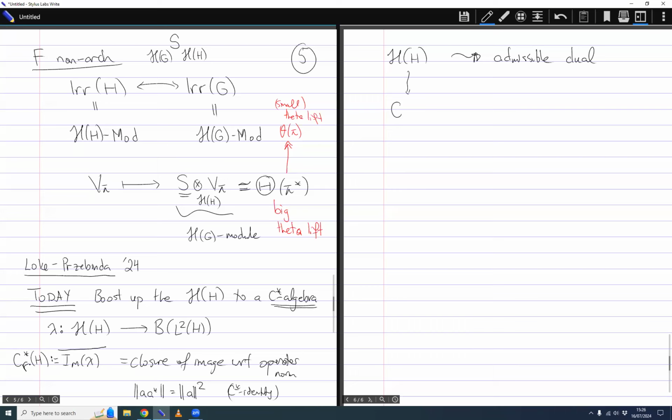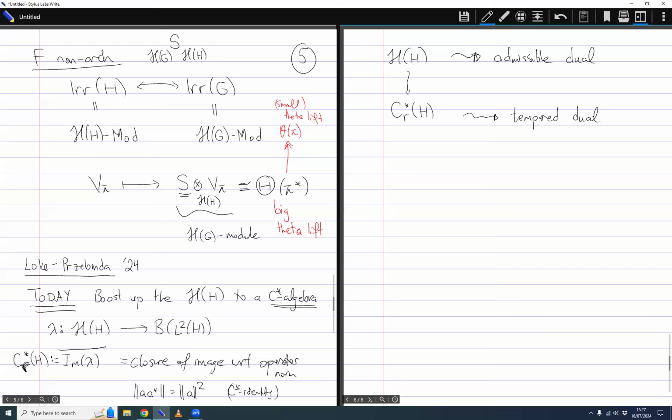R for reduced because I used a very specific representation. It's called the regular representation. If you extend your Hecke algebra to this bigger algebra, C-star algebra, you lose a big chunk of the admissible dual. So you now only see tempered representations.